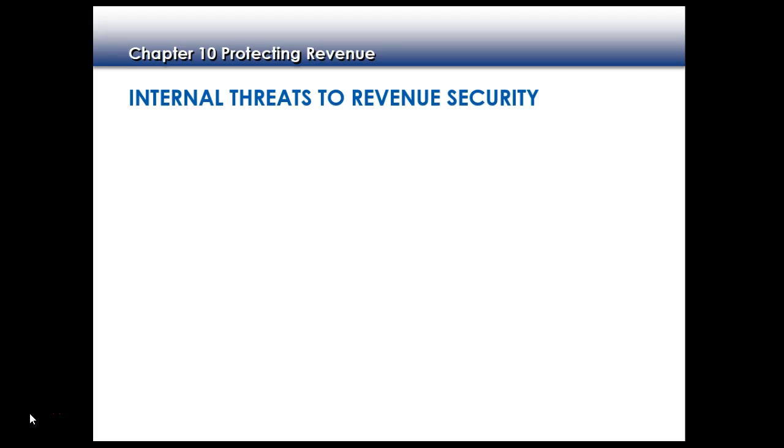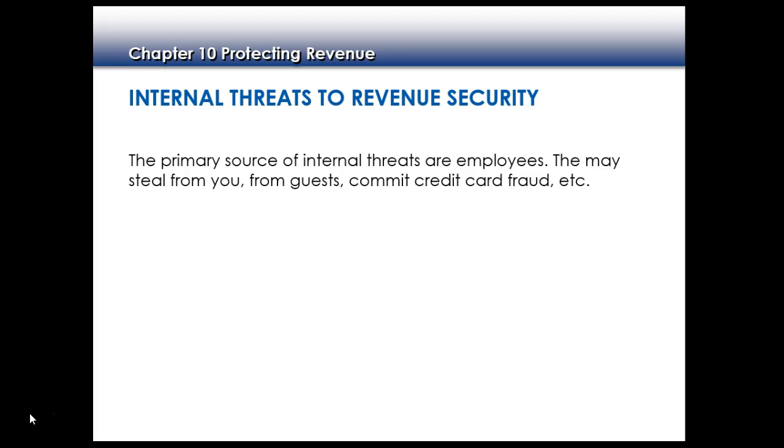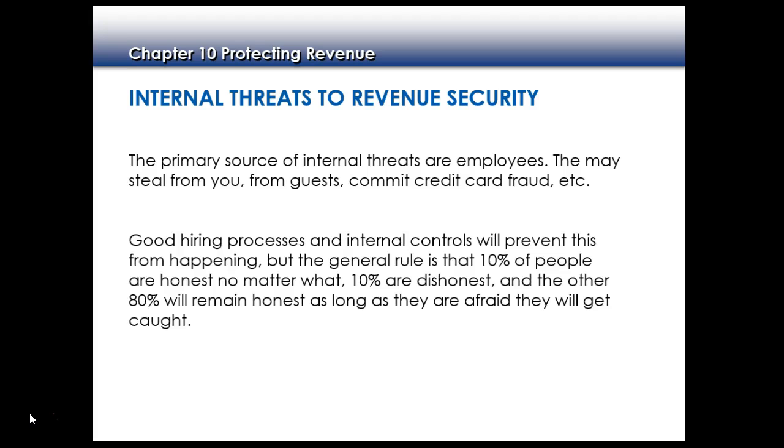Some internal threats to revenue security. The primary source of internal threats are employees. They may steal from you or even from the guests. A good hiring process and internal controls will prevent this from happening. But a general rule is 10% of people are honest no matter what. 10% are dishonest. And the other 80% will remain honest as long as they are afraid they will get caught.